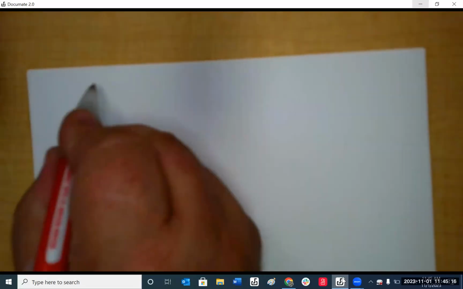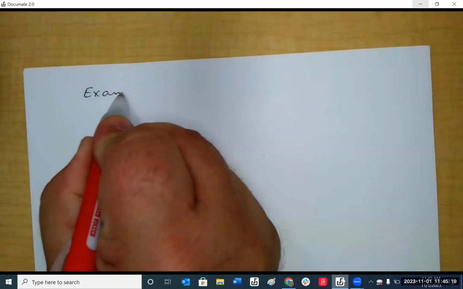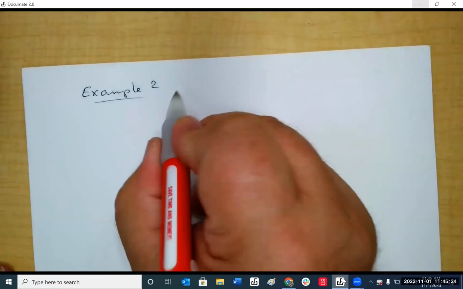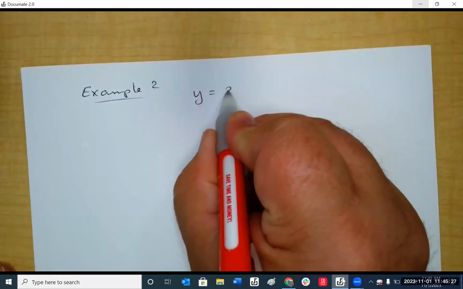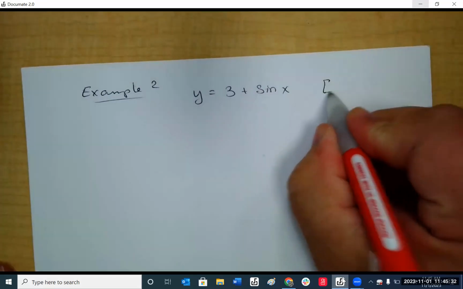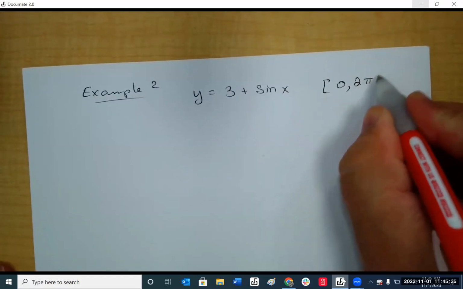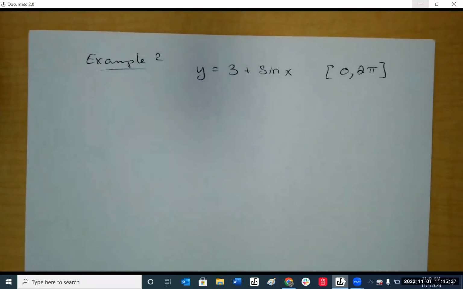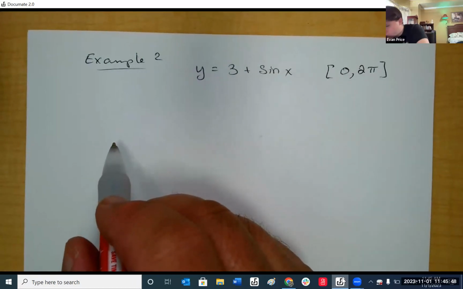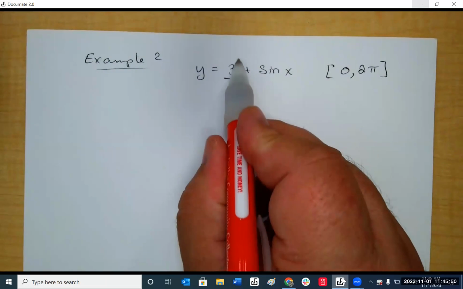Shouldn't use that sheet. Oh well. It says determine the concavity of this function on this interval. We find the first derivative. So what's the 3 going to be? What's this going to contribute?